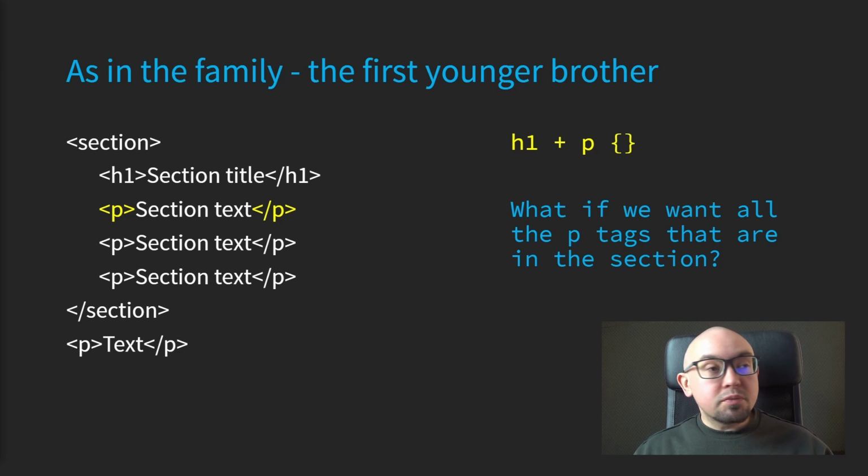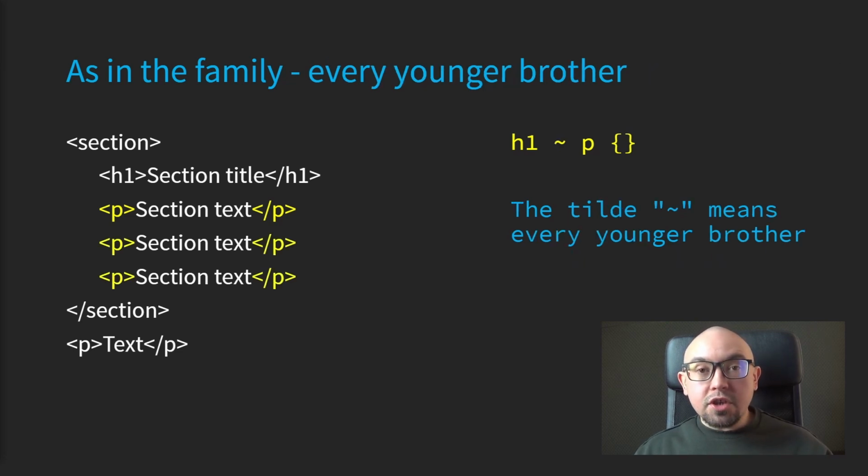So what if we want to refer to every younger brother and not just the first one? To refer to all younger brothers, that is to all parallel elements, we must use the tilde key. The tilde is on the keyboard under the escape key and above the tab key. This tells the browser to take all the p tags that are the younger brothers of the h1 tag. And I specially put an extra p tag under our section to show you that it won't be taken into account because its older brother is a section in this case and not the h1 tag.